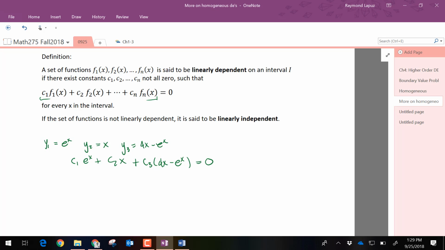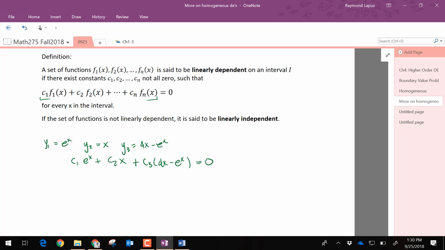Now, if C1 and C2 and C3 are all equal to 0, then that's going to be equal to 0, right? That's not a big deal. So the thing is that if you can find at least one non-zero value for either C1, C2, or C3, or a combination of them, then this set would be dependent. Does that make sense? If you can find a non-zero value for C1, C2, or C3, I mean, one of them can be 0, but if the others are non-zero, then you found something. So it would be dependent.